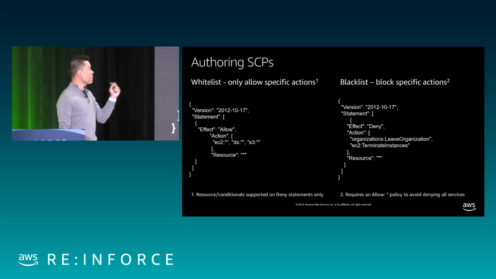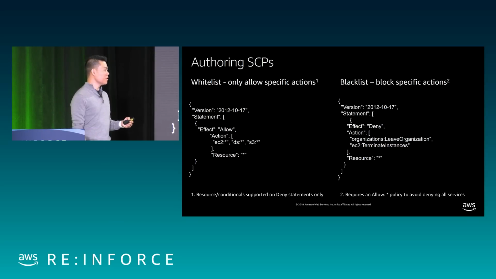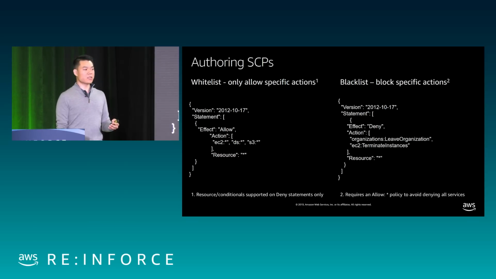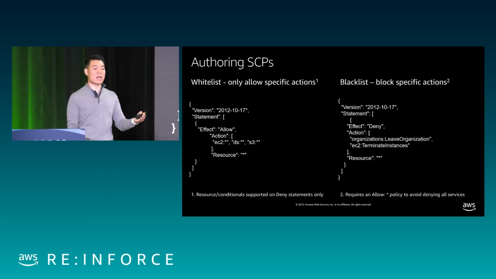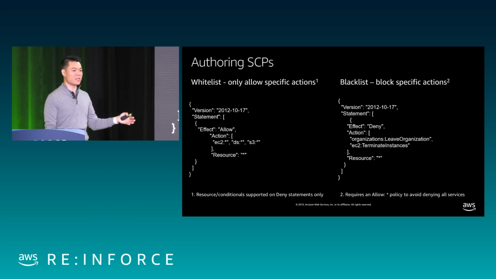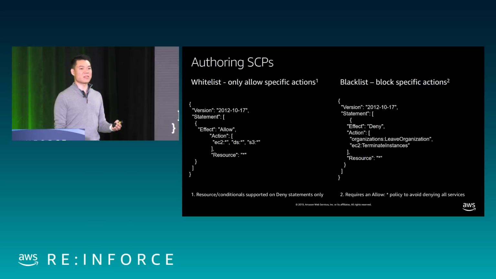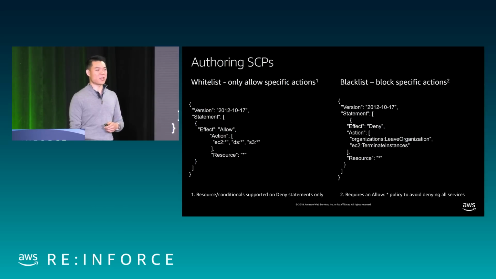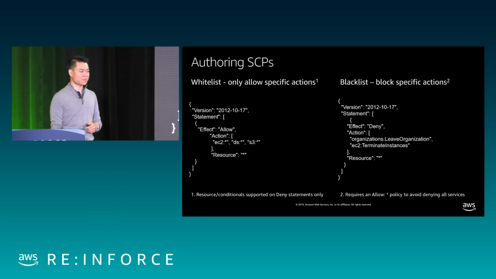The caveat to mention with the blacklist policy is you also require an allow star policy to avoid denying access to all services. The way the policy language is evaluated is an explicit deny trumps everything, followed by an implicit deny where something's not listed, followed by an explicit allow. So if I don't explicitly allow the services that I'm not trying to deny, they'll automatically be implicitly denied by default, and that could have an impact on your end users. So make sure to double check that when you're writing a blacklist policy.